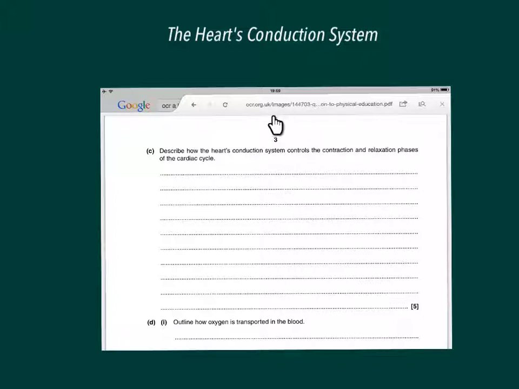Simply, it says describe how the heart's conduction system controls the contraction and relaxation phases of the cardiac cycle. So, as you can see, this question is worth 5 marks, and hopefully by the end of the screencast it would be the type of question that you would be able to tackle and be able to answer fully.